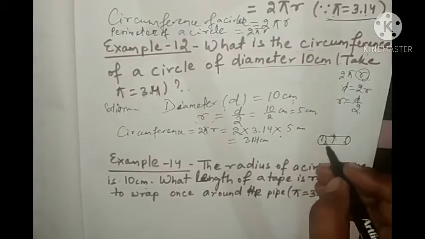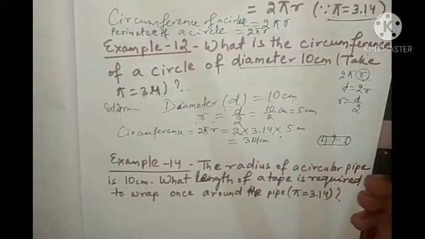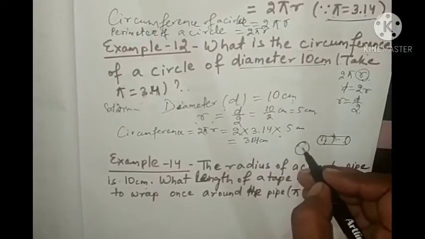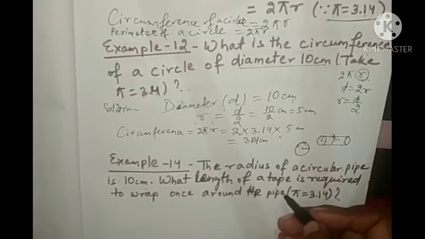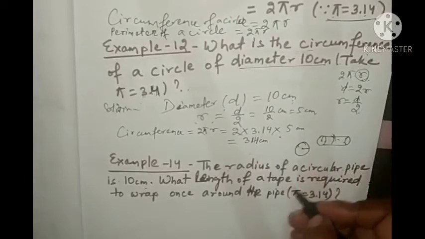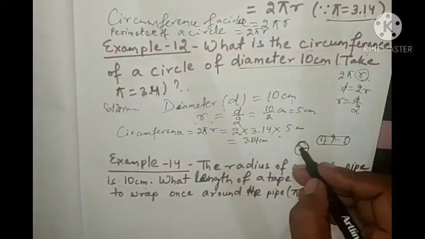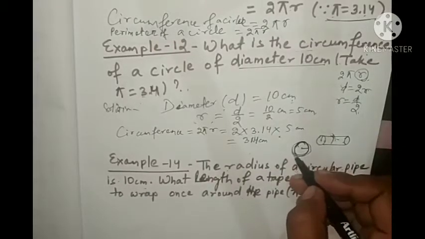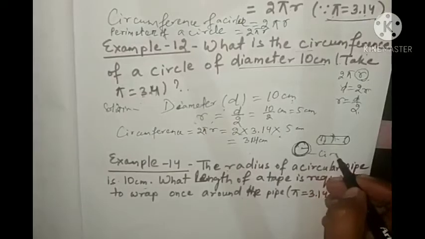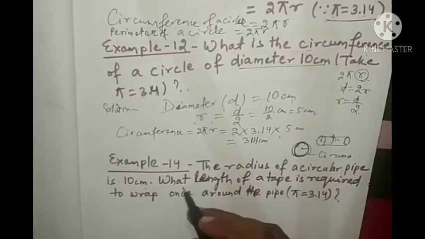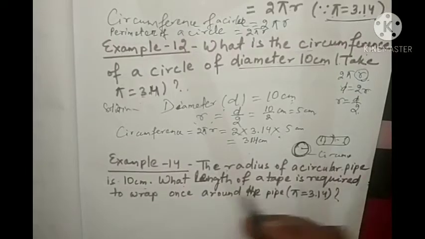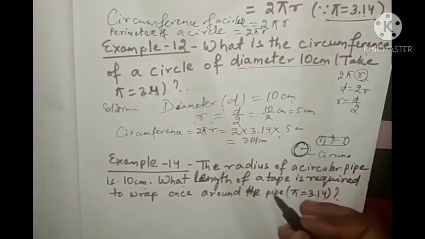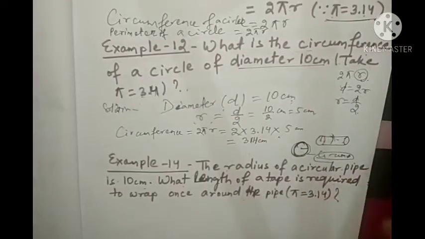So you have that this circular pipe has this type of band, and here what is there? That radius is 10 centimeters. So you have to wrap a length of tape. So you have to wrap like this. If you are wrapping like this, what is this? This is the circumference. So it is asking what length of tape is required to wrap once around the pipe. So once around the pipe means it is the circumference.